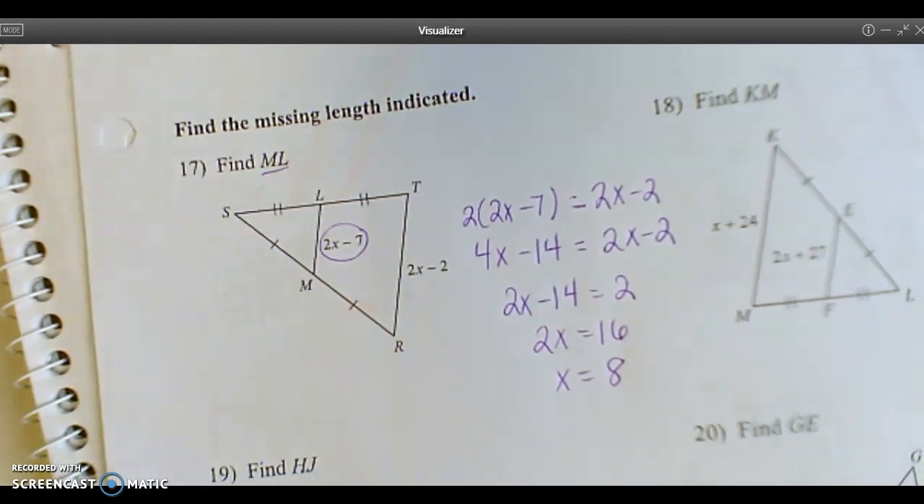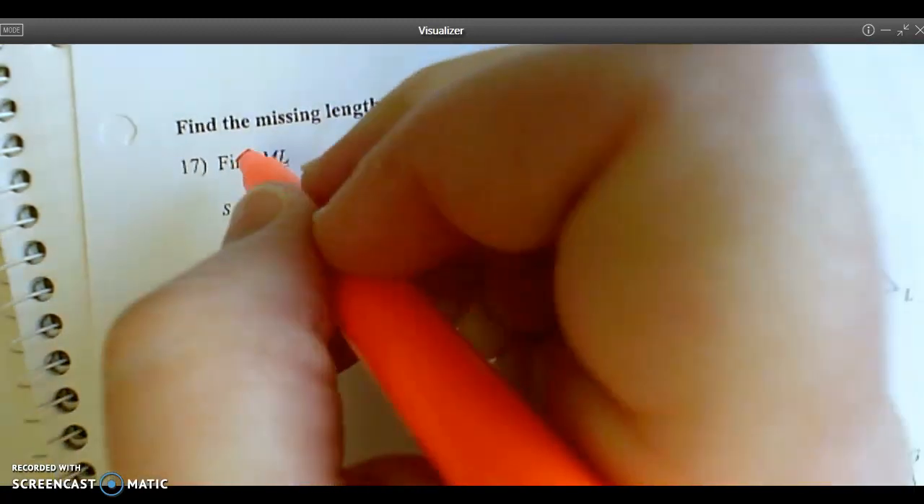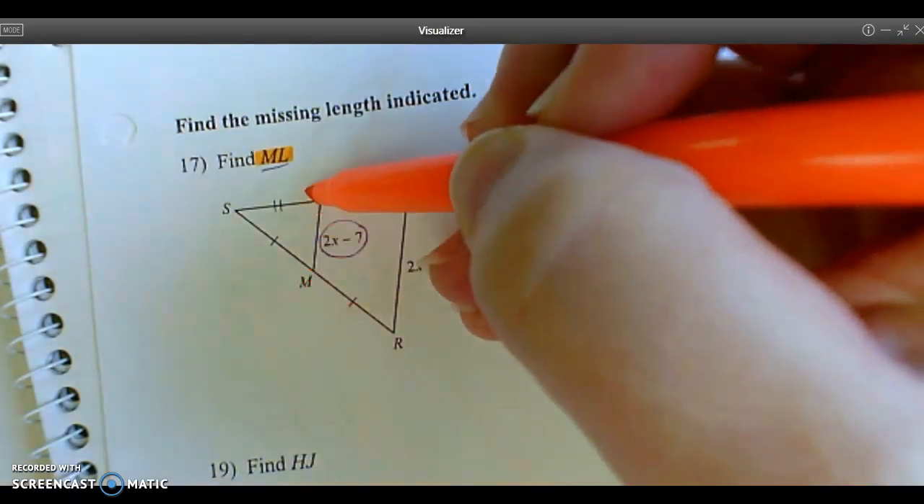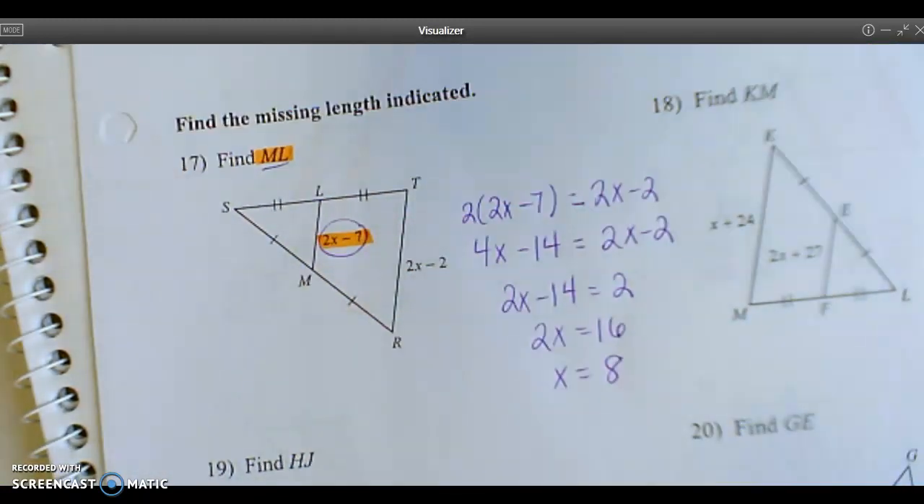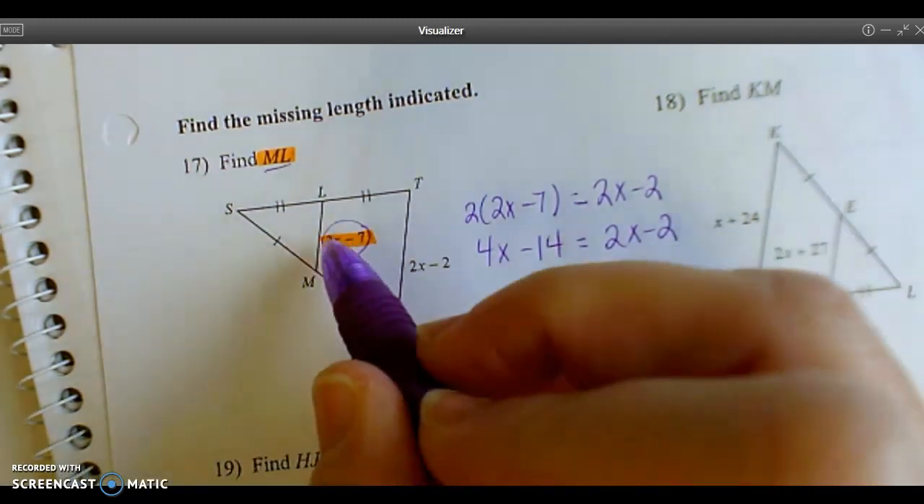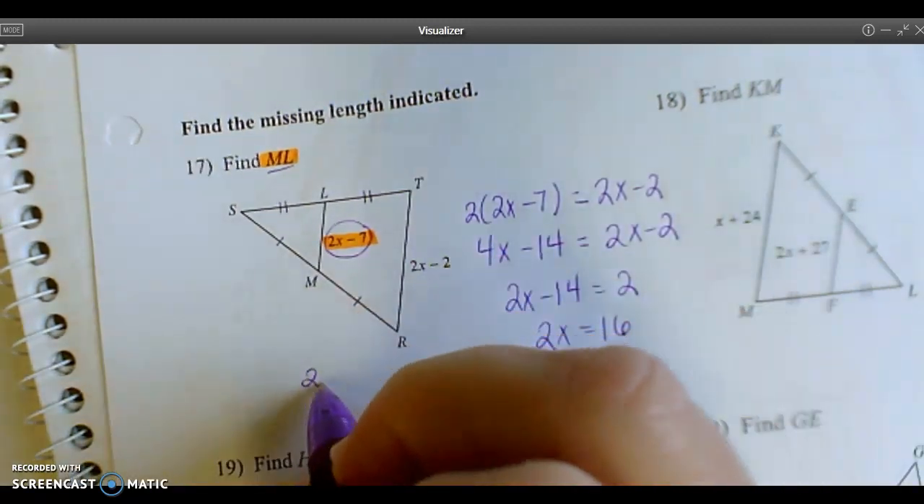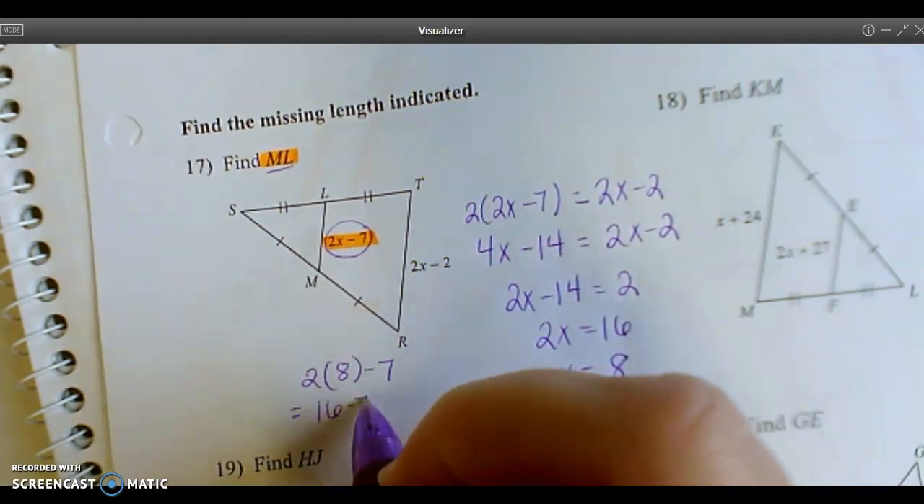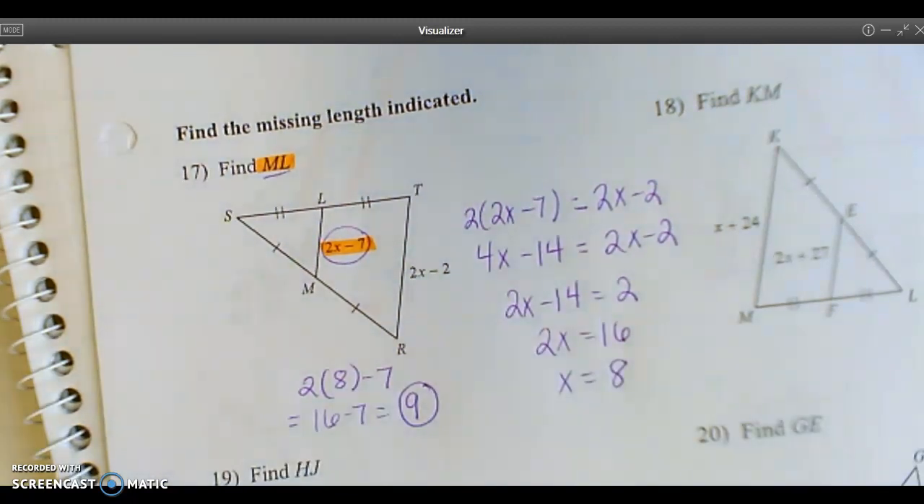Now, because the question said find ML, you're not finished. So what you do is you figure out, okay, ML is here, so that means I'm using this one. So then I take 8 and plug it back in for x there. So 2 times 8 minus 7. So 16 minus 7, which is 9. And so 9 is your answer.